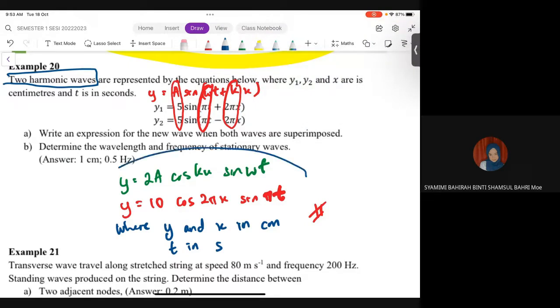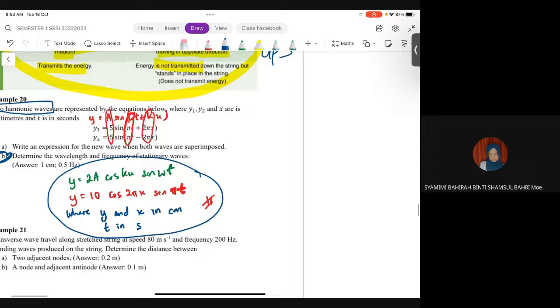Boleh. So ini jawapan dia. Okay, number B. Determine the wavelength and frequency. Senang je. So, wavelength adalah duduk dekat k, 2π over lambda. So, k adalah 2π. 2π mati. So, lambda adalah 1 cm.